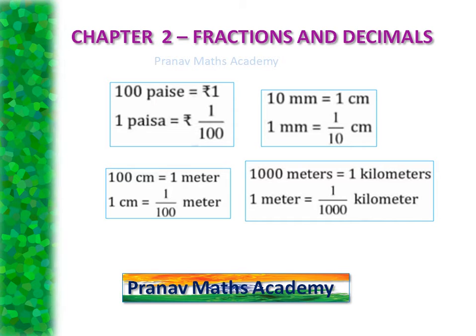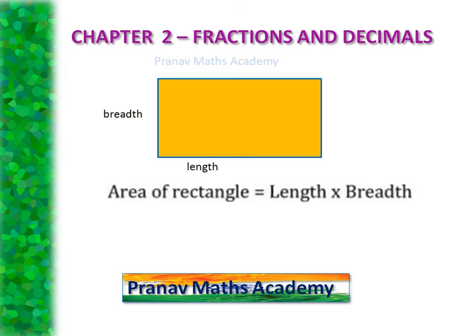Chapter 2, Fractions and Decimals. 100 paise is equivalent to 1 rupee. Similarly, 1 paise is equivalent to 1 by 100 rupee. 10 millimeter equal to 1 centimeter. 1 millimeter equal to 1 by 10 centimeter. 100 centimeter is equivalent to 1 meter. Similarly, 1000 meters equal to 1 kilometer. Then, area of rectangle is equivalent to length into breadth.